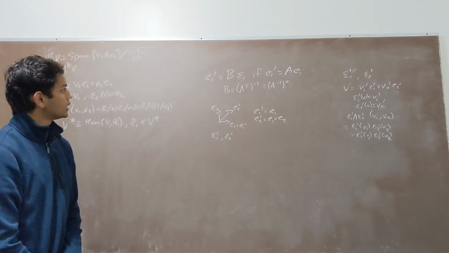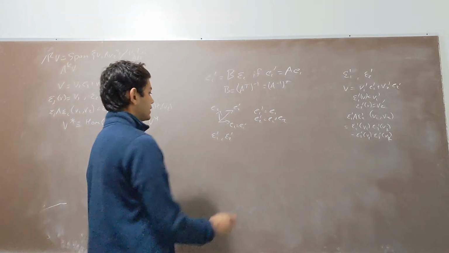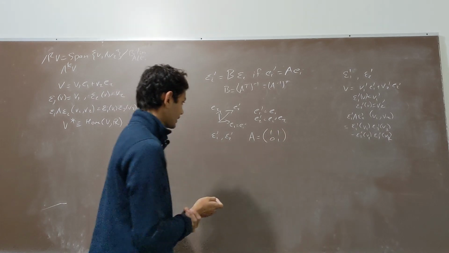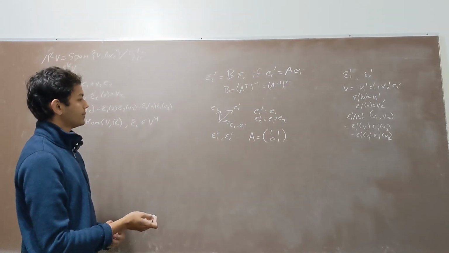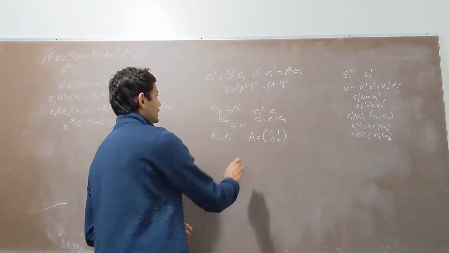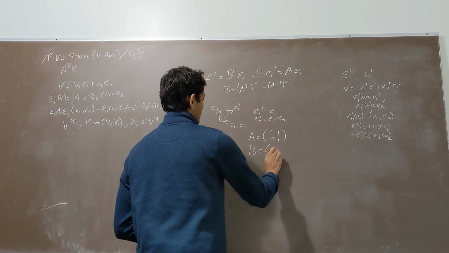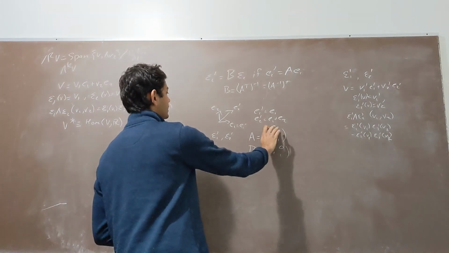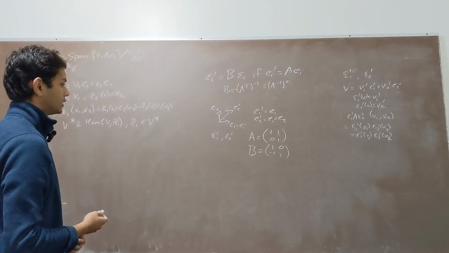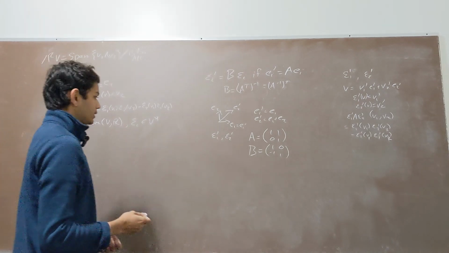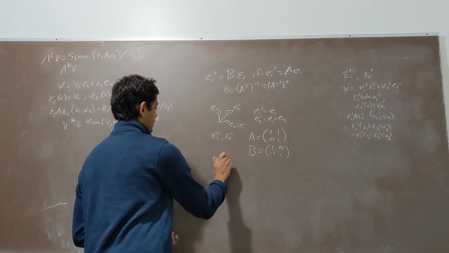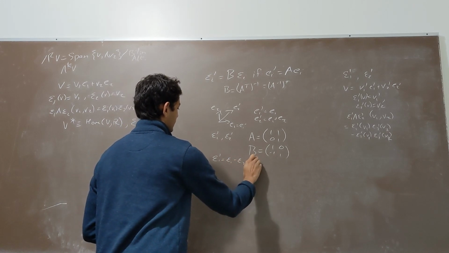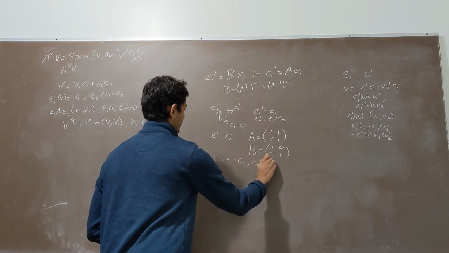Okay, so by what we've just derived, we have that the matrix A is equal to 1, 1, 0, 1. And the matrix B should be A transpose inverse, or A inverse transpose. And so what that tells you is that the matrix B is equal to 1, minus 1, 0, 1. Because the inverse is pretty much putting a negative sign here, and then taking the transpose swaps the off diagonal. So what that tells us is that epsilon 1 prime is equal to epsilon 1 minus epsilon 2, and epsilon 2 prime is just equal to epsilon 2.